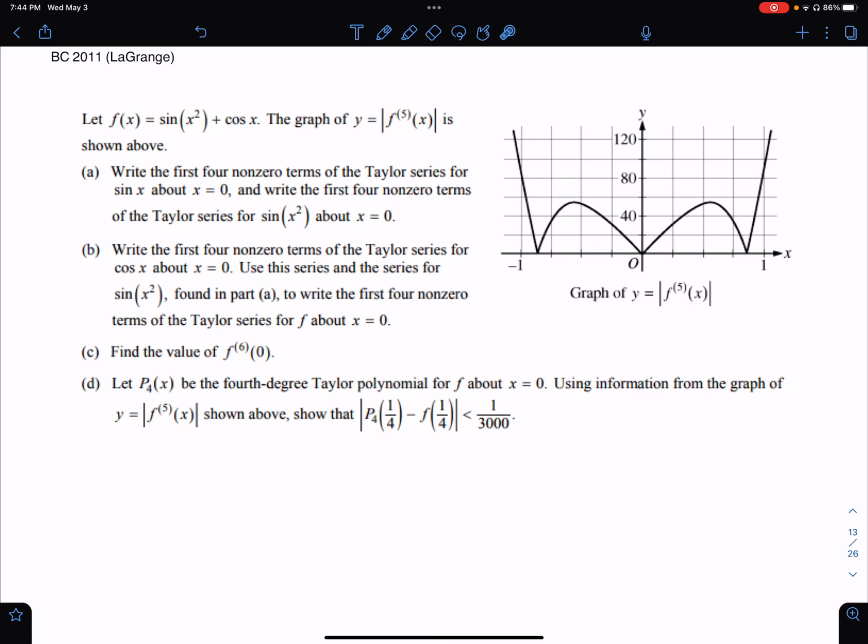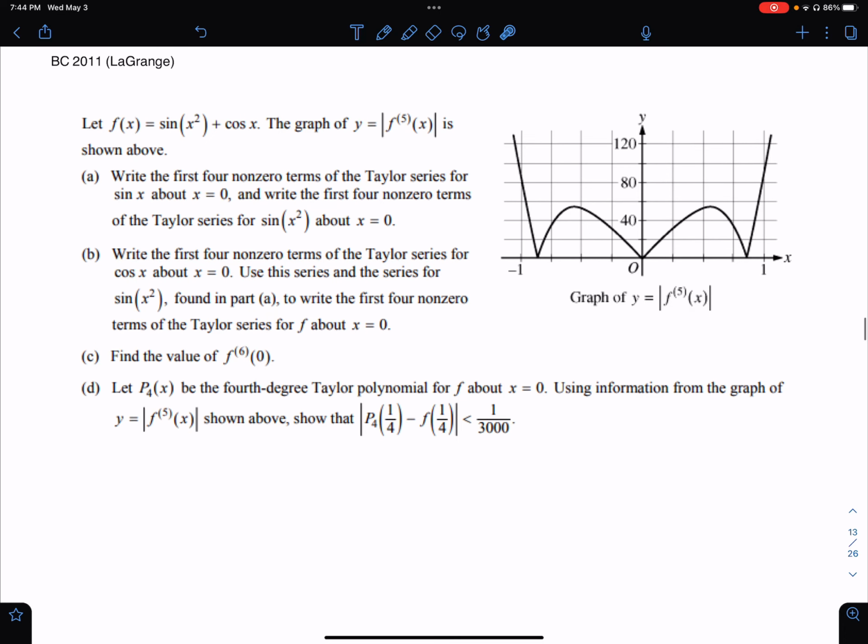Hi, welcome back. Today we're going to be taking a look at the 2011 Lagrange problem. Now, this is the 2011 series and sequence question from the BC exam. And they gave us this function. They say f of x equals sine of x squared plus cosine of x.